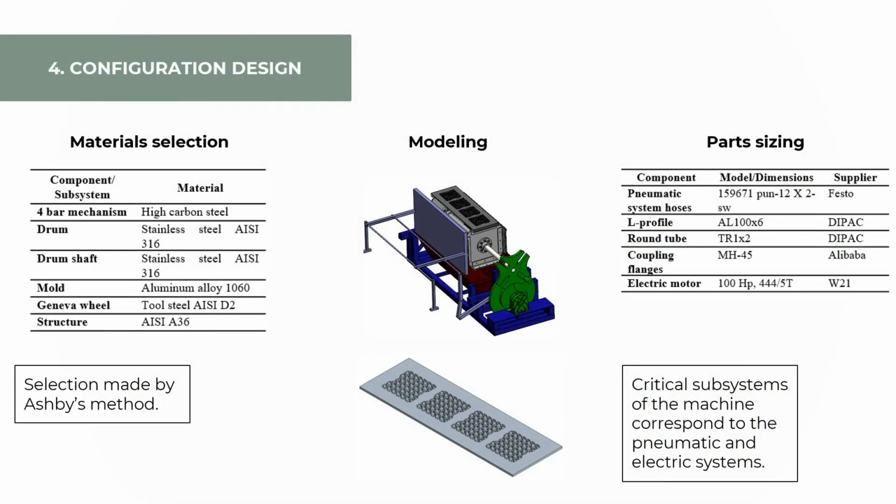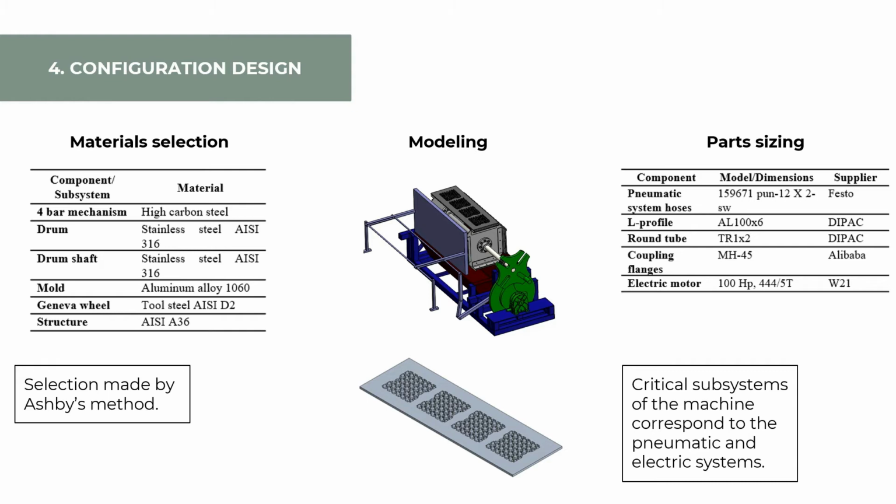The material selection was made using Ashby's methodology. It is very useful for optimizing the design phase based on the most appropriate selection of materials for the established applications. At the modeling stage, the 3D modeling of the egg tray machine was designed using SolidWorks software.